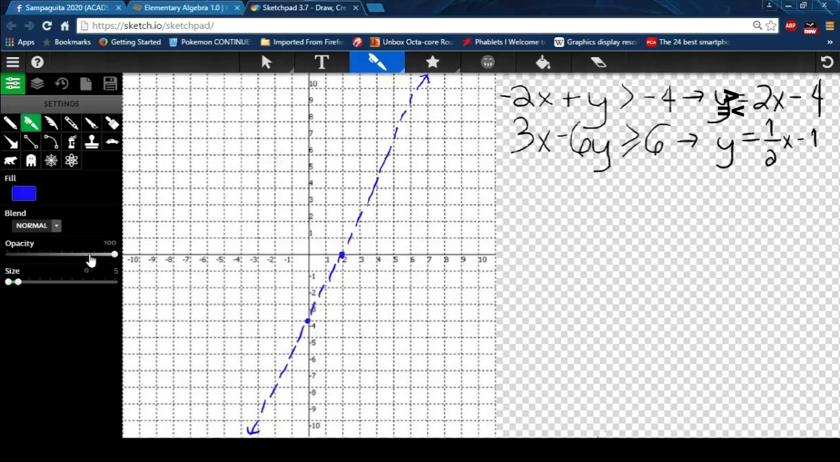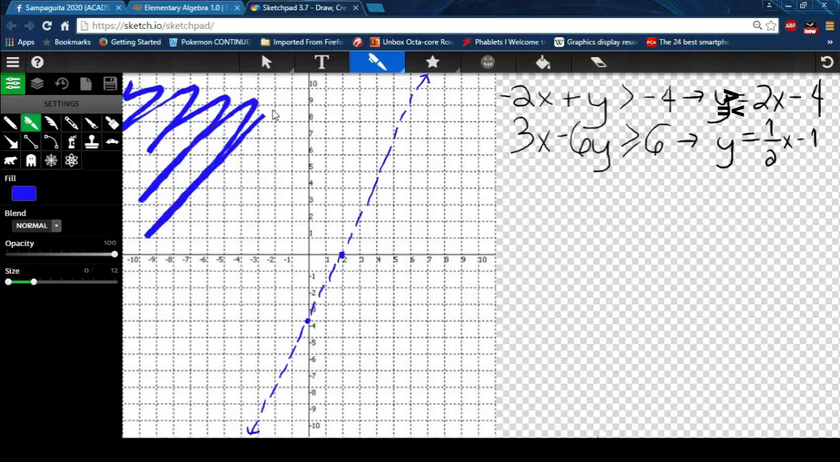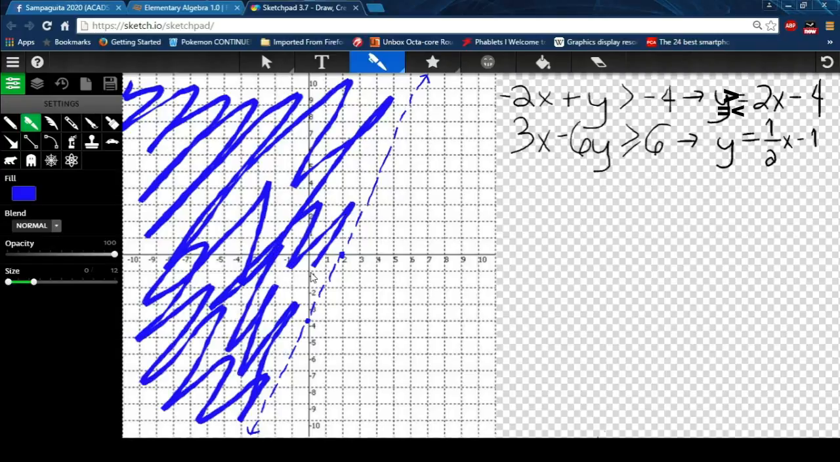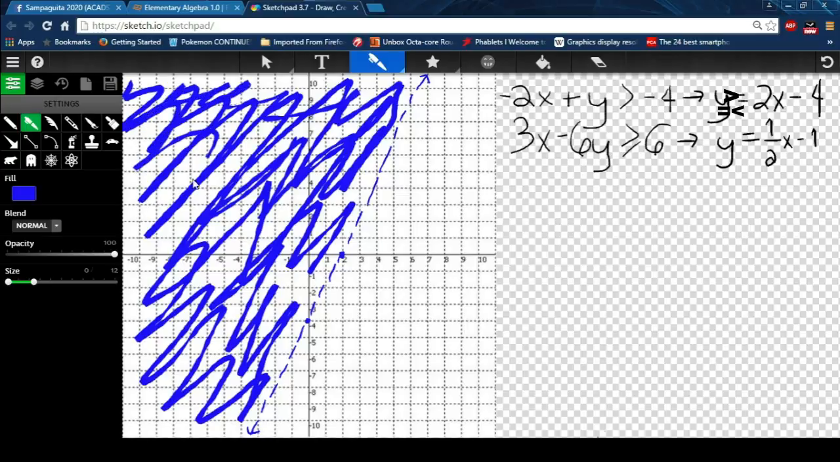Then we will shade all parts above it. So let me thicken the size, then try to shade it at least. I don't want to use the fill since it will probably get messed up. Okay, so this is the graph of the first inequality.